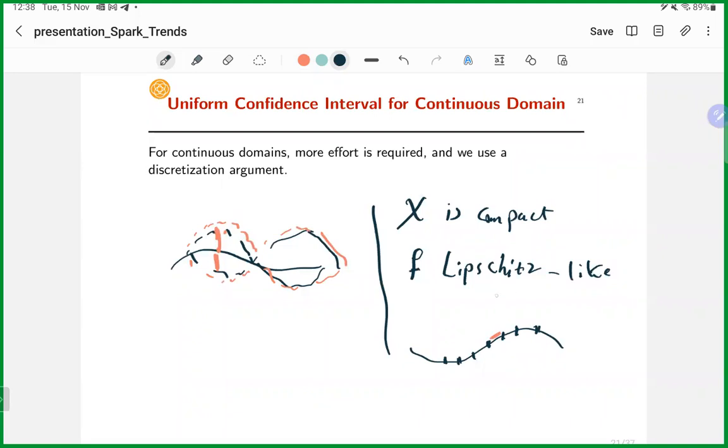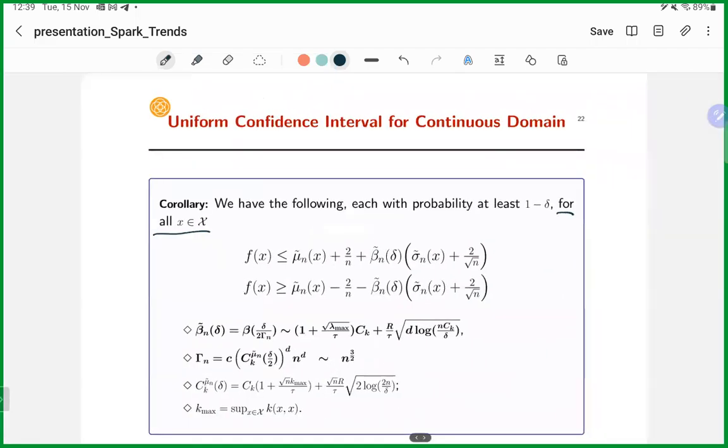Especially f being Lipschitz-like is basically a consequence of f being in the RKHS for most kernels. For example, f in the RKHS of a squared exponential kernel implies that f is Lipschitz-like with certain parameters, which is sufficient for proving this theorem. Okay, that makes more sense. Okay, thank you. Thanks.